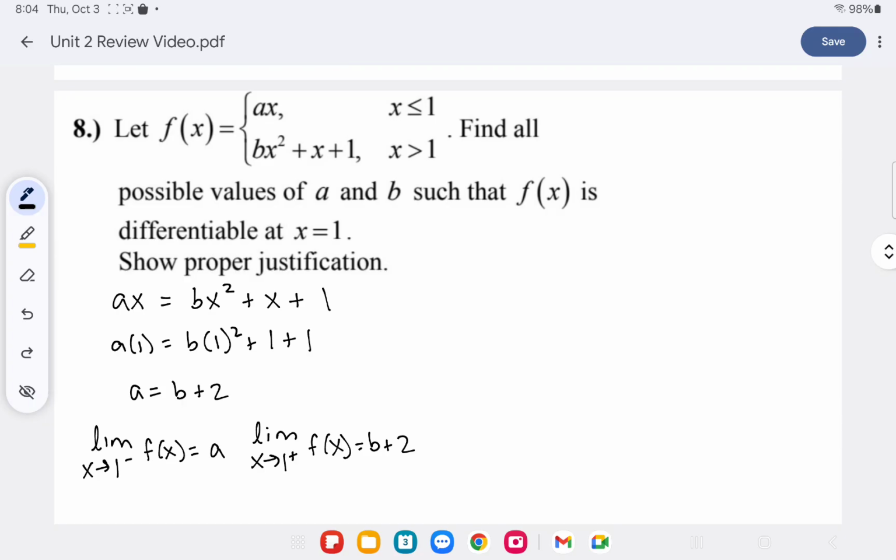But we also need it to be differentiable at 1. And to be differentiable at 1, that means we need f prime of x. So same idea. We need the limit as x approaches 1 from the left of the derivative to equal the limit as x approaches 1 from the right of the derivative.